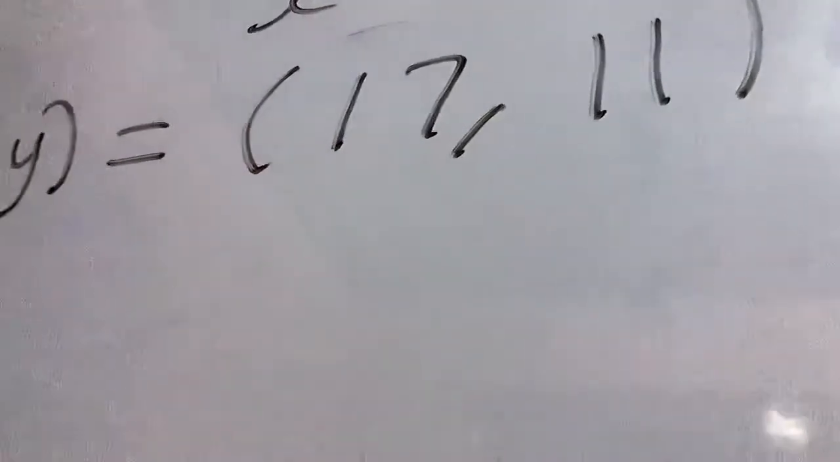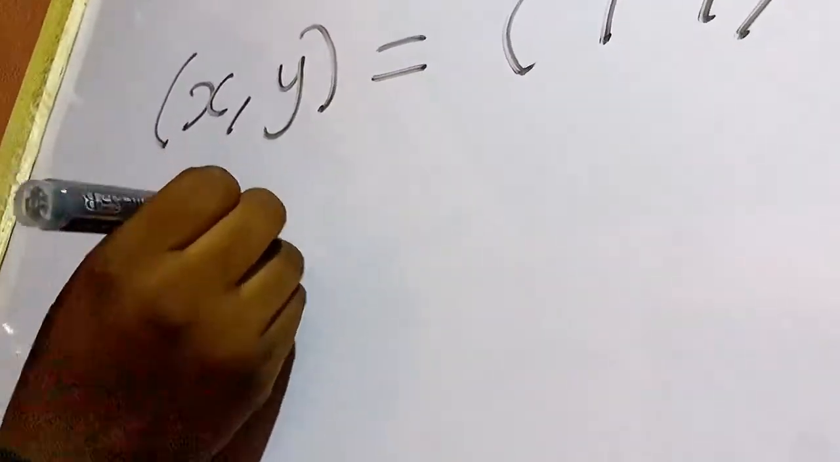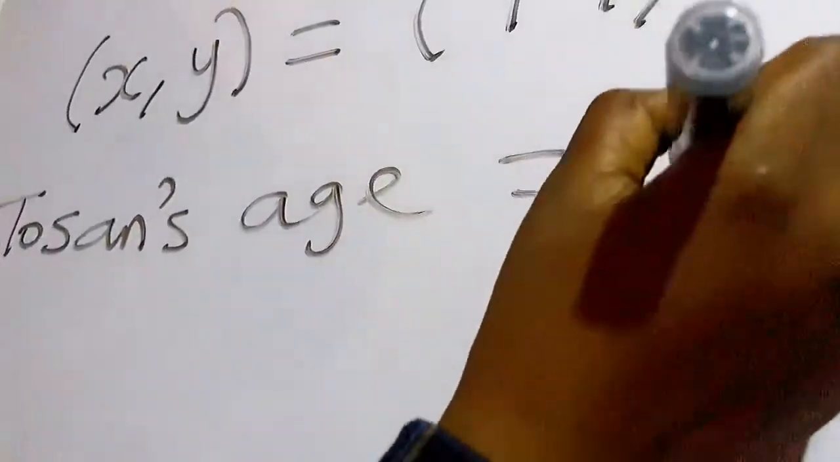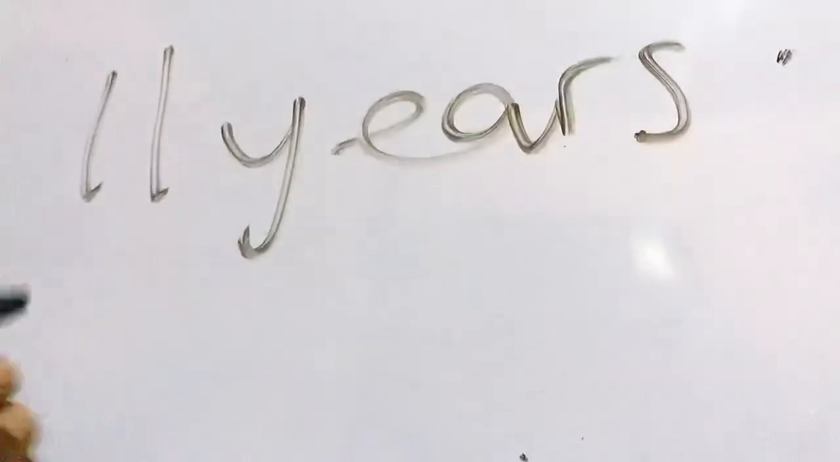It means that Tosun's age is equal to 17 years, and Isa's age is equal to 11 years. So you can see that this is very, very simple.